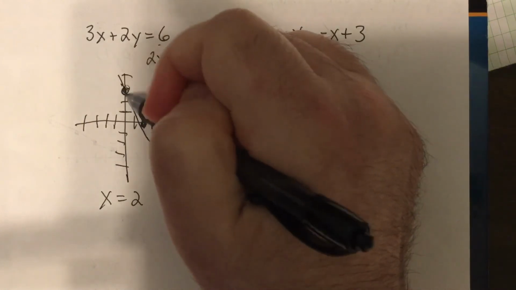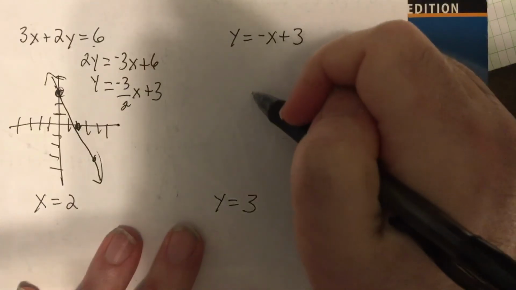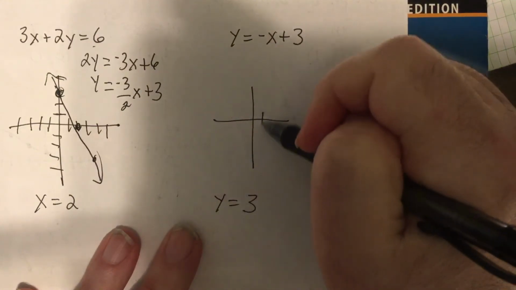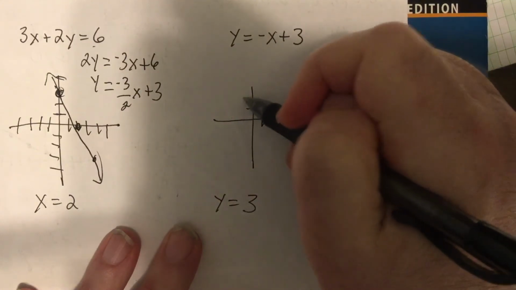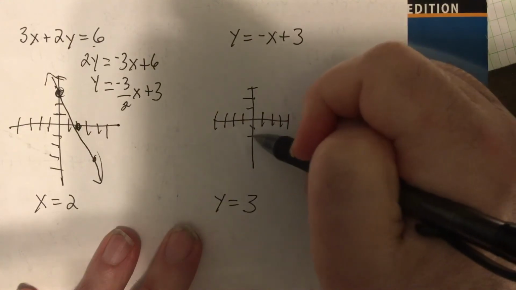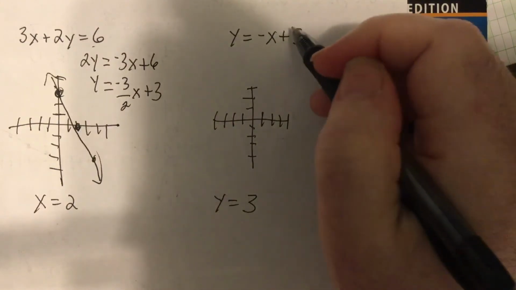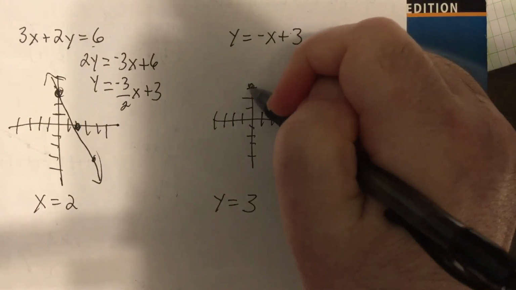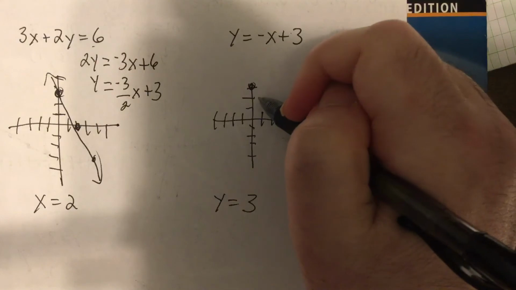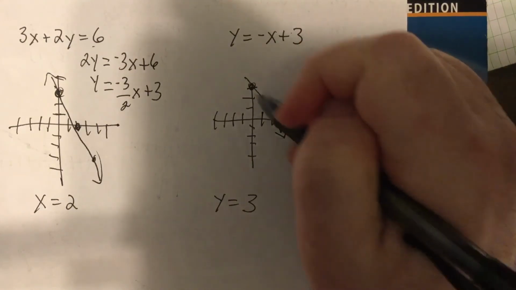Now again, if this was for a job or profession, we would use rulers, technology, but we're just trying to get it. Can you kind of see what's going on? So I know this one is negative. It's going down to the right. This one, y-intercept's 3, the slope is negative 1. So here we go.